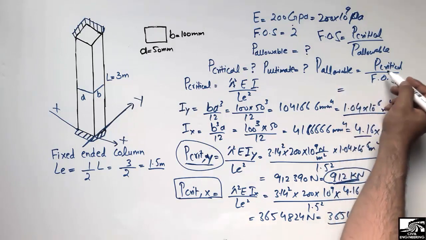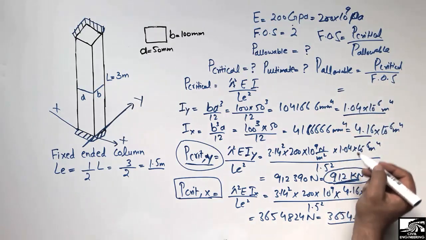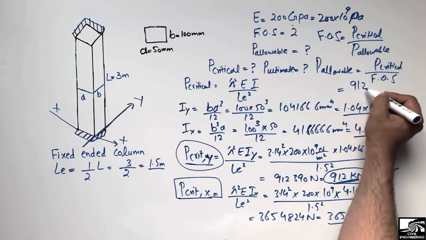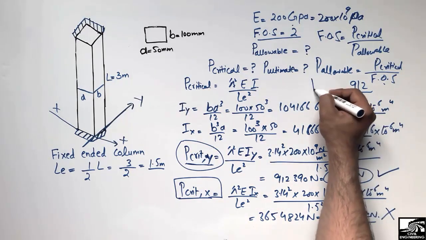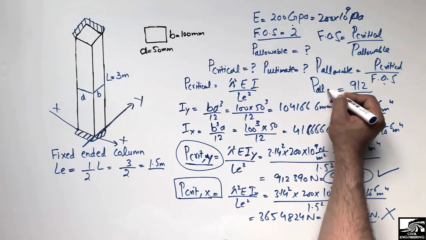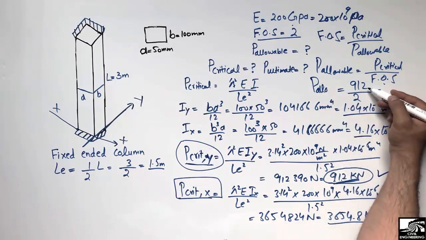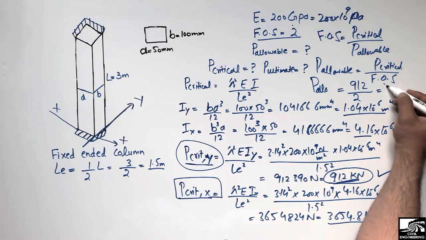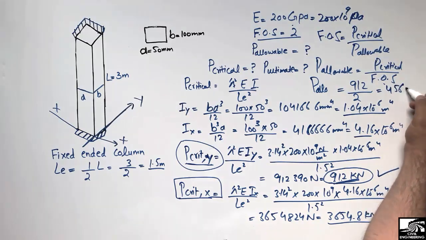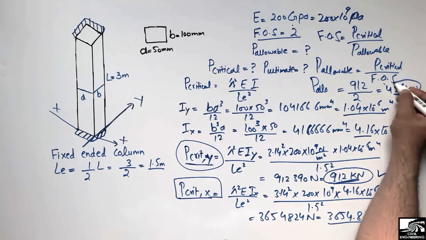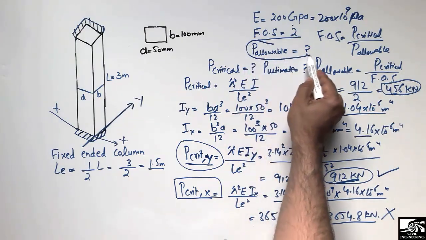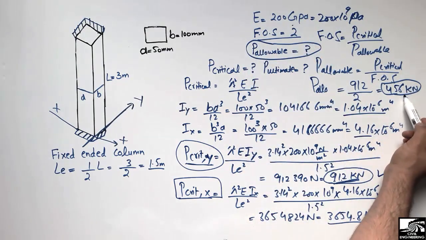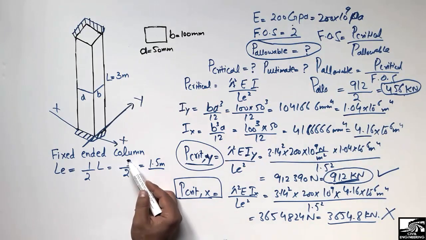So P critical is equal to 912 divided by the factor of safety, which is 2. This will be the P allowable for this column, which comes out to be, dividing 912 by 2, 456 kilonewton. So it means the load that this column can take should be 456 kilonewton for this fixed ended column.